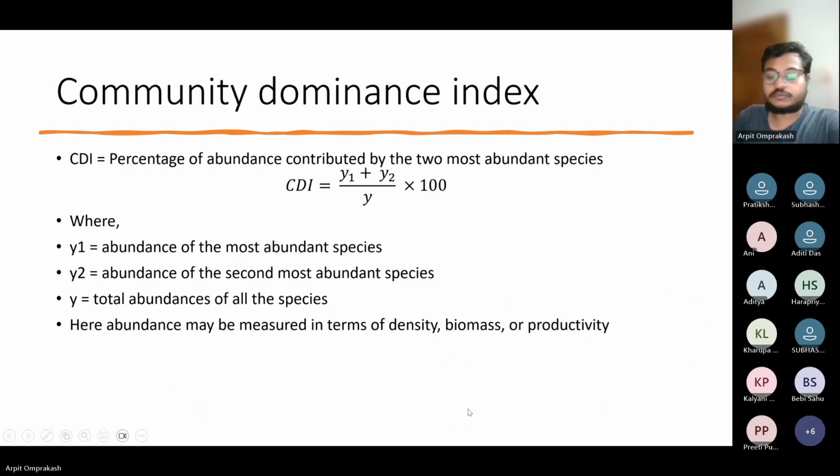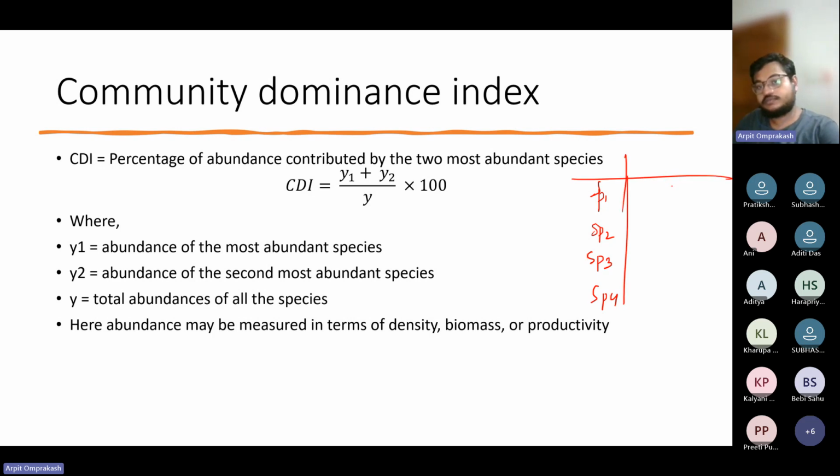So, we also learned about the community dominance index, which is basically the percentage of abundance that is contributed by the two most abundant species. So, for example, let's say we have these four species and we have two areas. Here, let's say we have abundance.